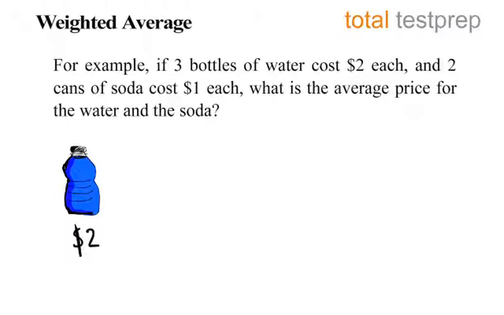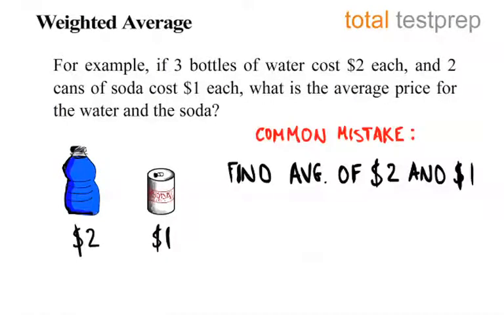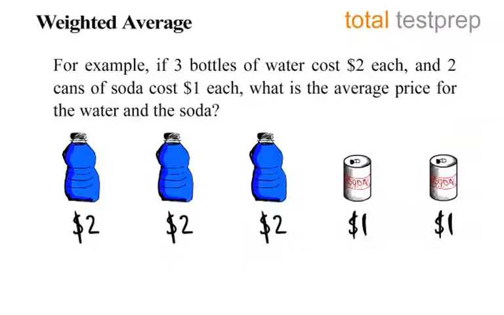So we have water that's $2 and soda that's $1. The common mistake that people make is to find the average of a bottle of water and a can of soda, in other words, find the average of $2 and $1 and get $1.50. However, what you have to remember is that there are more bottles of water than there are cans of soda. There are 3 bottles of water and only 2 cans of soda.